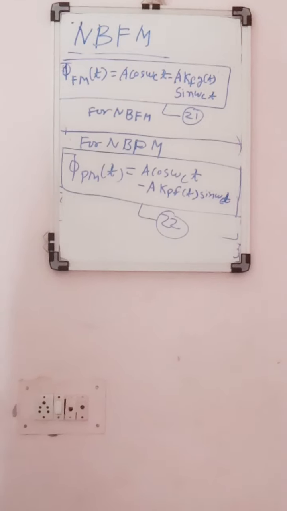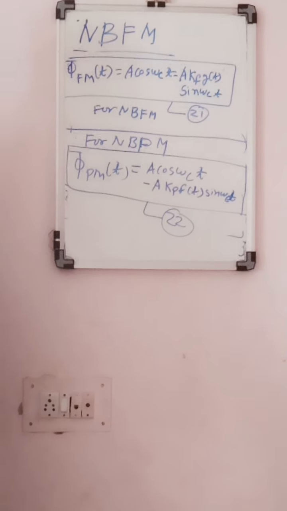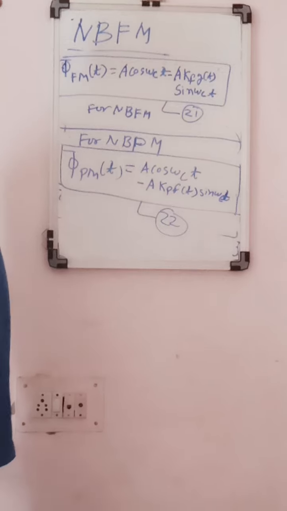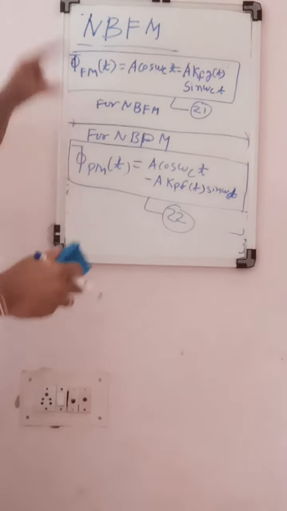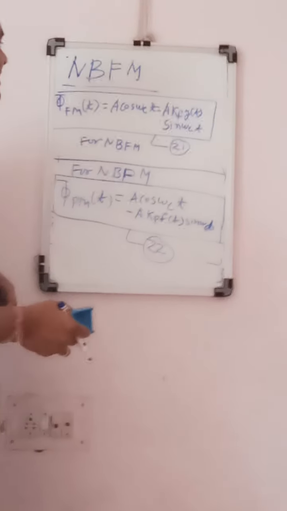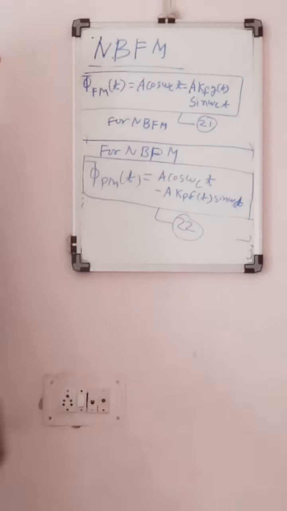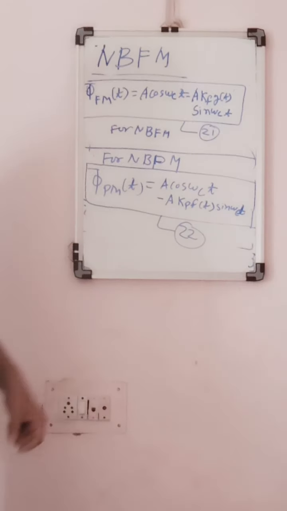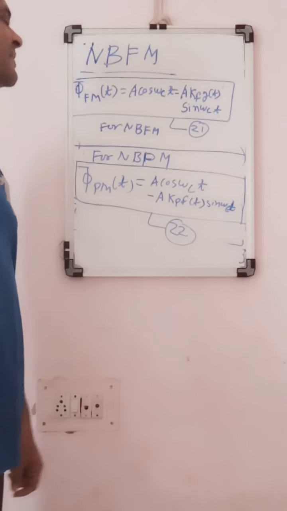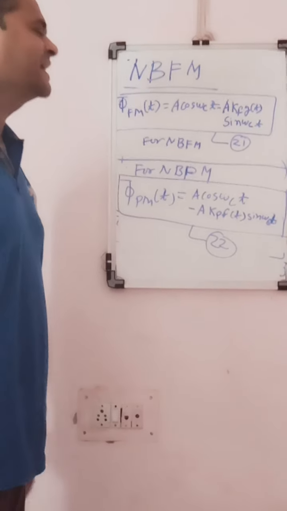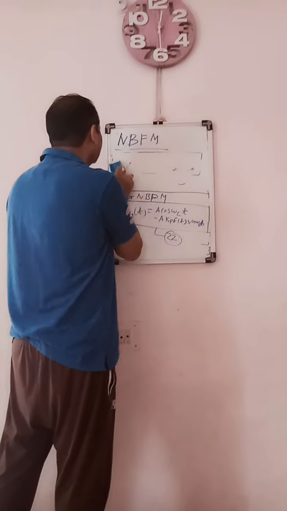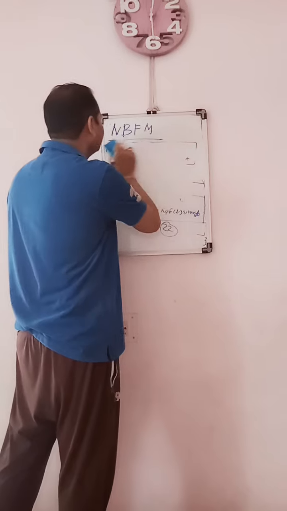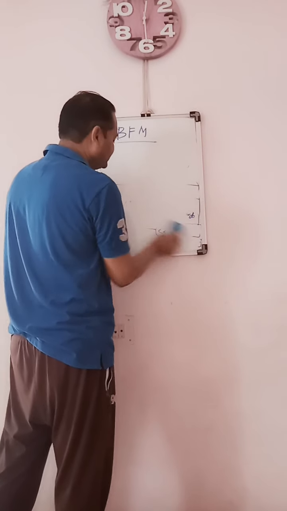And in the same manner, we can find the expression for NBFM, that is phi bar FM(t) is equal to A cos omega_c t minus A k_f g(t) sine omega_c t. This is the expression for the narrowband FM and the narrowband PM. Now you have to remember this, that here the bandwidth is very similar to AM, and here we are using the sideband and carrier terms, and we also have to understand that this g(t) is very similar to f(t), that is the bandwidth of g(t) and f(t) is very similar.